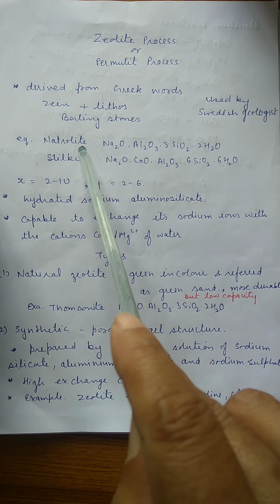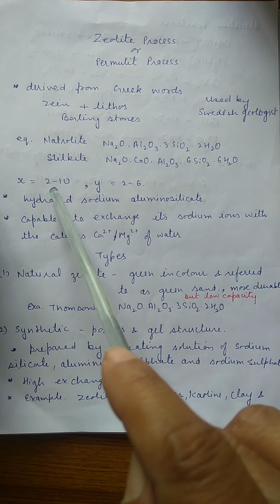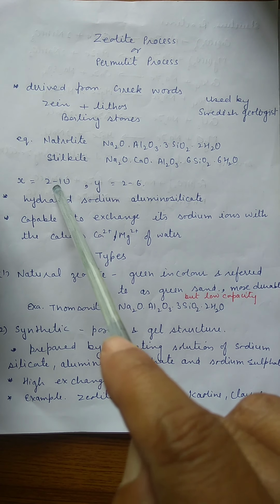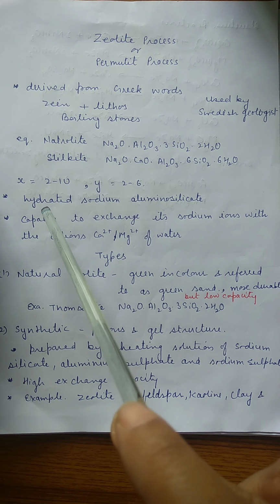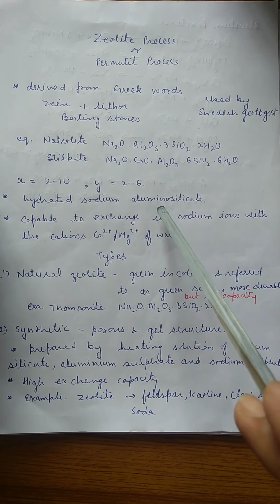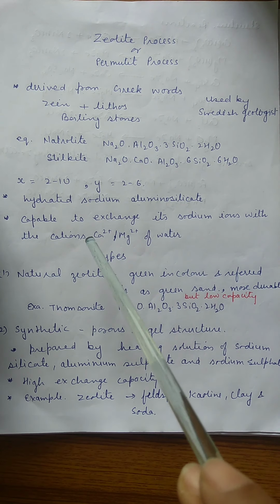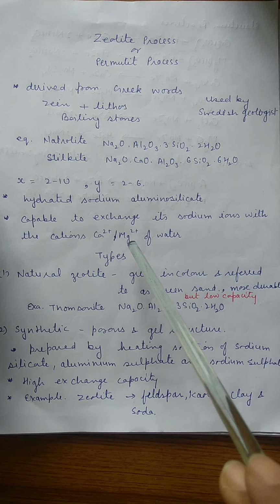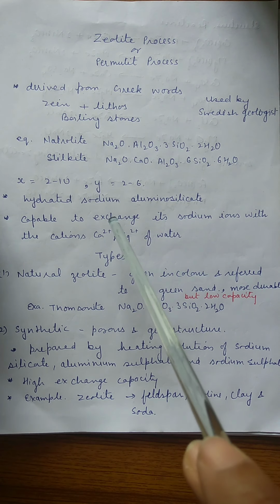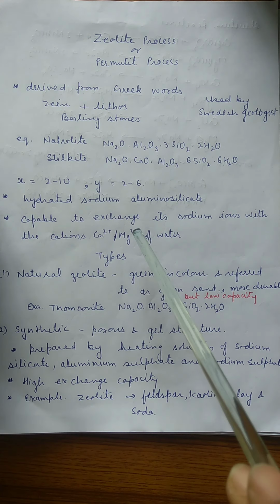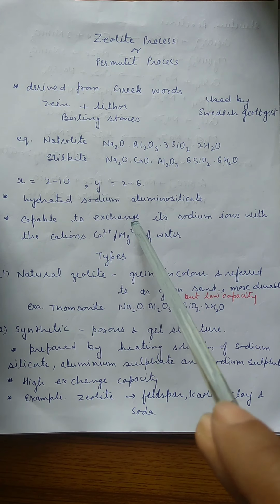Examples of zeolite are natrolite and stilbite. The number of X may be 2 to 10 and Y may be 2 to 6. What is a zeolite? It's a hydrated sodium aluminum silicate, and it is capable of exchanging its sodium ion with the calcium or magnesium cations of water. It means the calcium and magnesium salts present in water can be easily exchanged by the sodium ion of this zeolite.